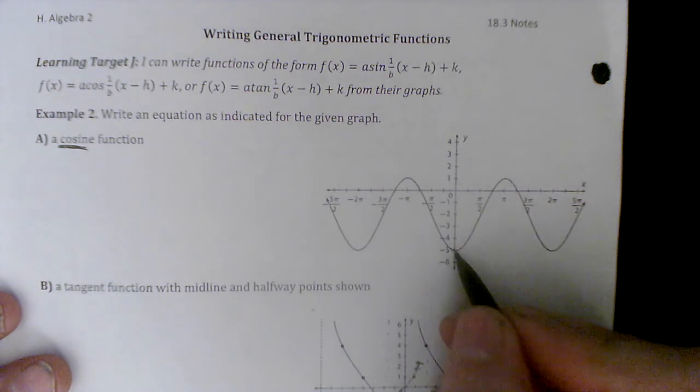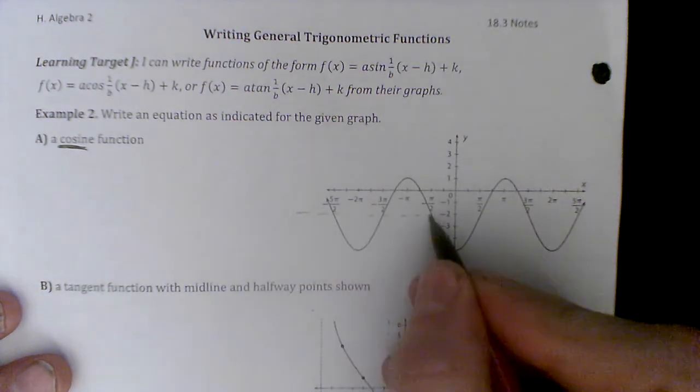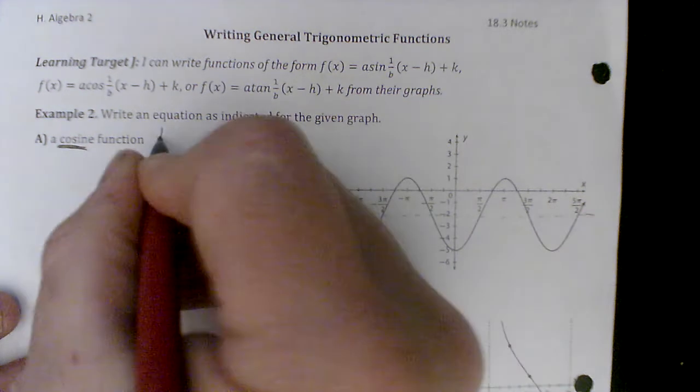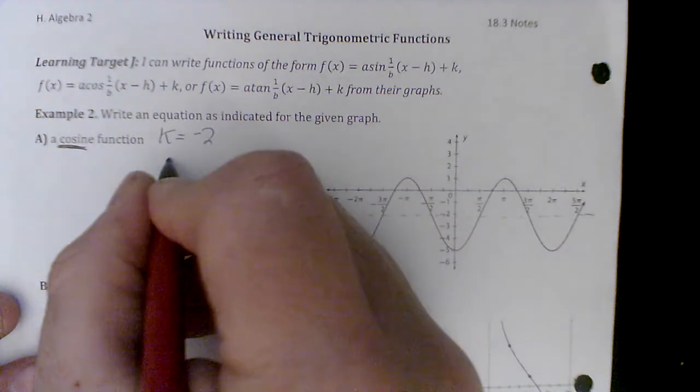So it goes up to 1, comes down to -5. The middle is going to be -2. That would give me 3 up to 1 and 3 down to -5, and that is going to be my k value. So my k is -2.